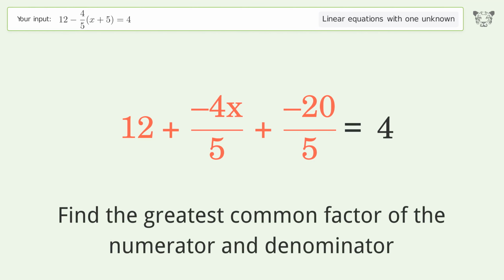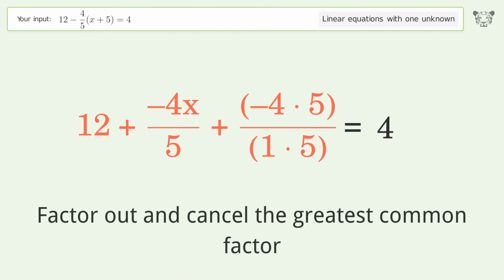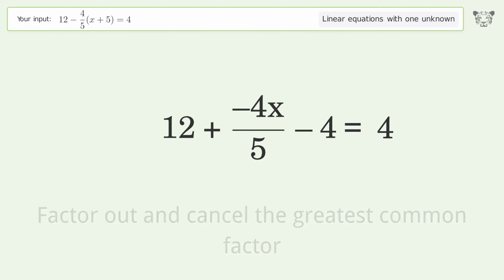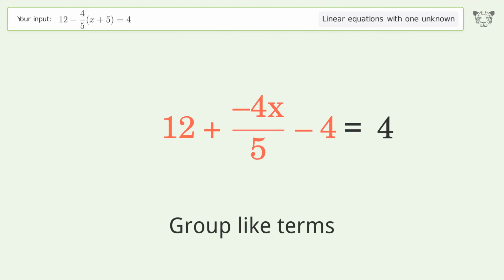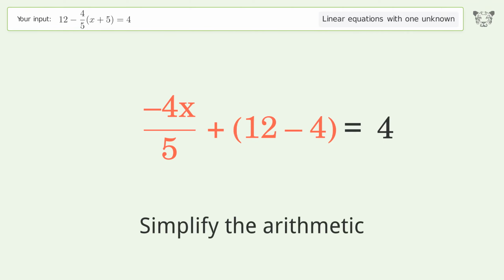Find the greatest common factor of the numerator and denominator. Factor out and cancel the greatest common factor. Group like terms. Simplify the arithmetic.